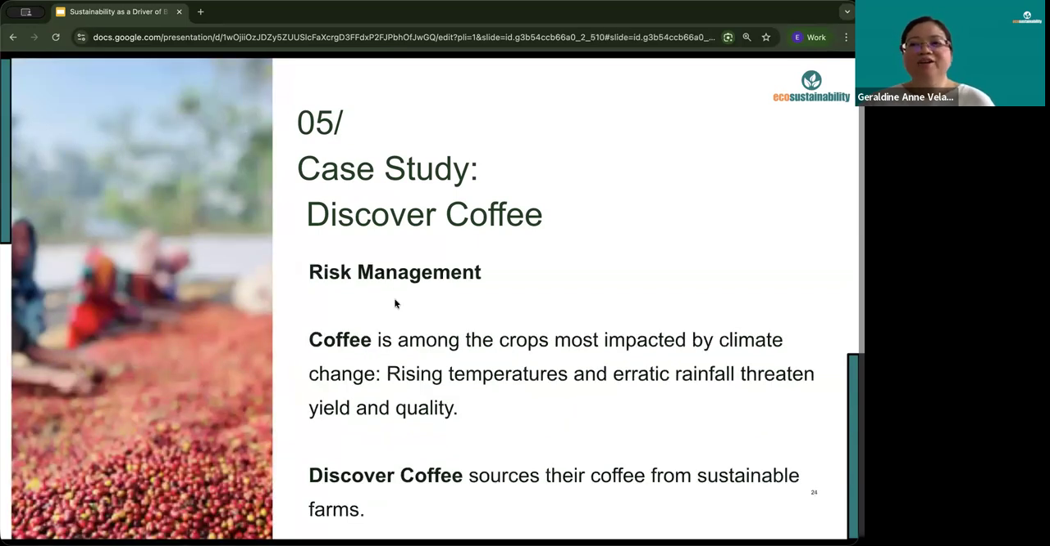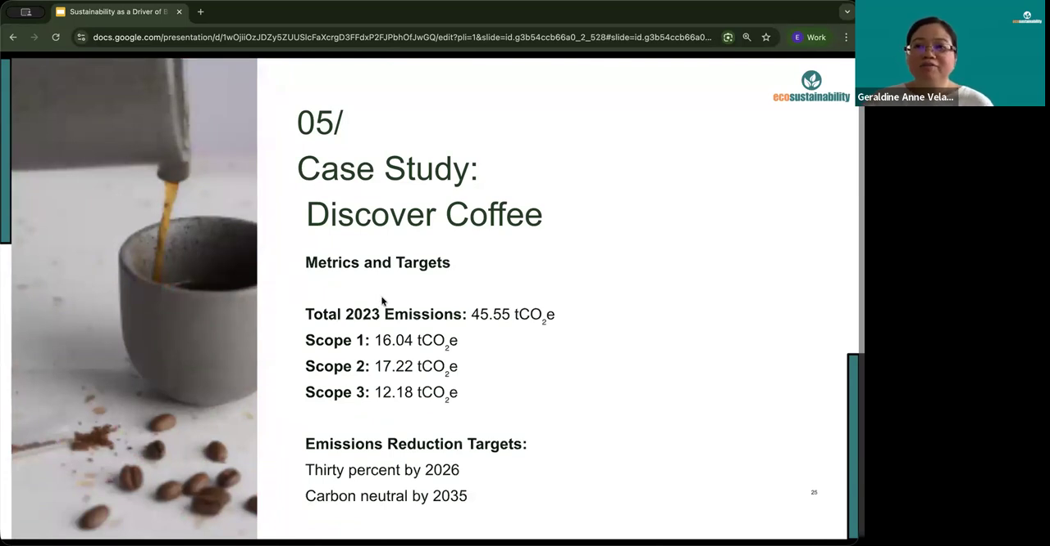Well, it's common knowledge that coffee is one of the crops most impacted by climate change. Rising temperatures and erratic rainfall threaten yield and quality. To mitigate risks and prevent operational disruptions, Discover Coffee has decided to source their coffee from sustainable farms. Discover Coffee aims to reduce 30% of their emissions by 2026, that's this year, and to be carbon neutral by 2035. So Discover Coffee has improved their financial position, financial performance, and prospects.